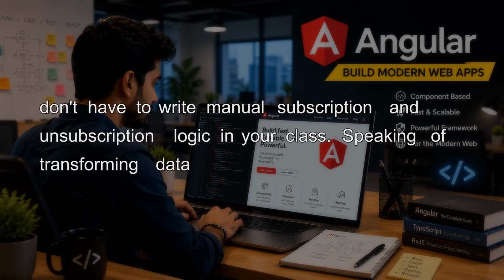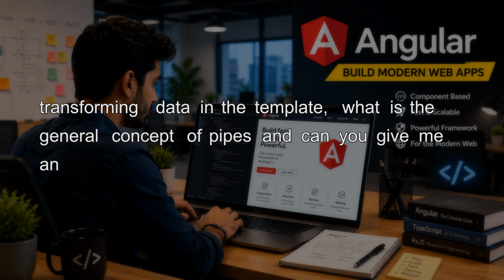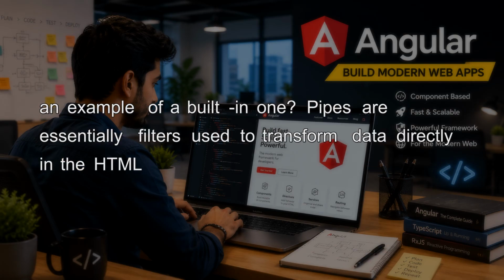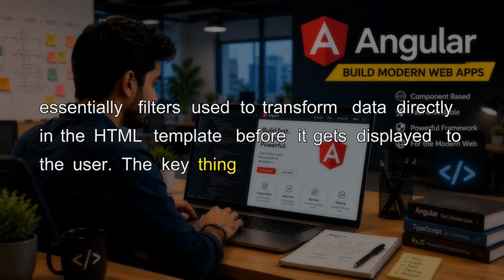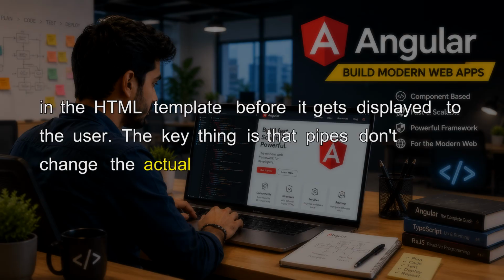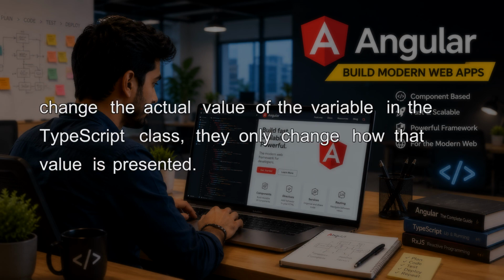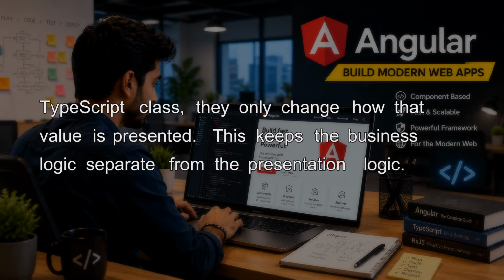Speaking of transforming data in the template, what is the general concept of pipes, and can you give me an example of a built-in one? Pipes are essentially filters used to transform data directly in the HTML template before it gets displayed to the user. The key thing is that pipes don't change the actual value of the variable in the TypeScript class, they only change how that value is presented. This keeps the business logic separate from the presentation logic.